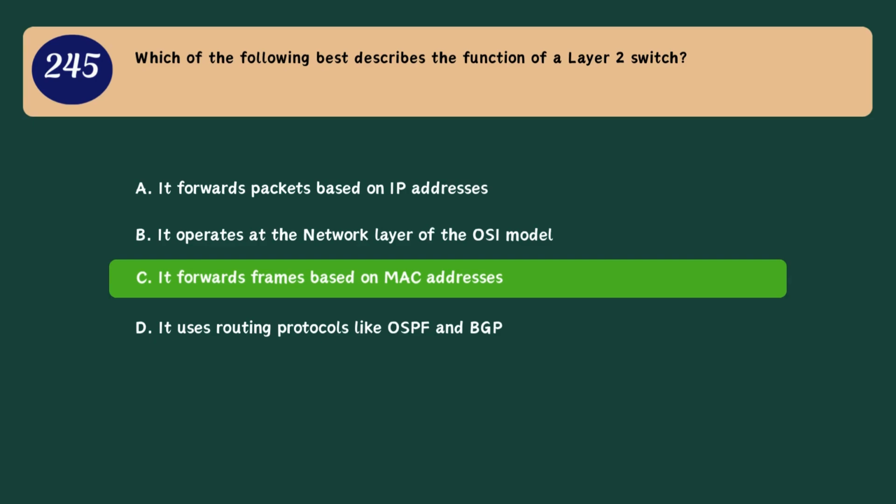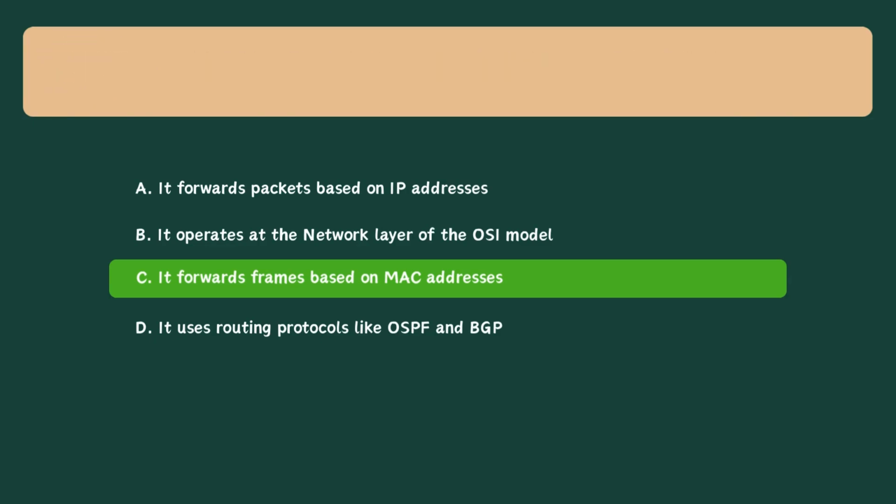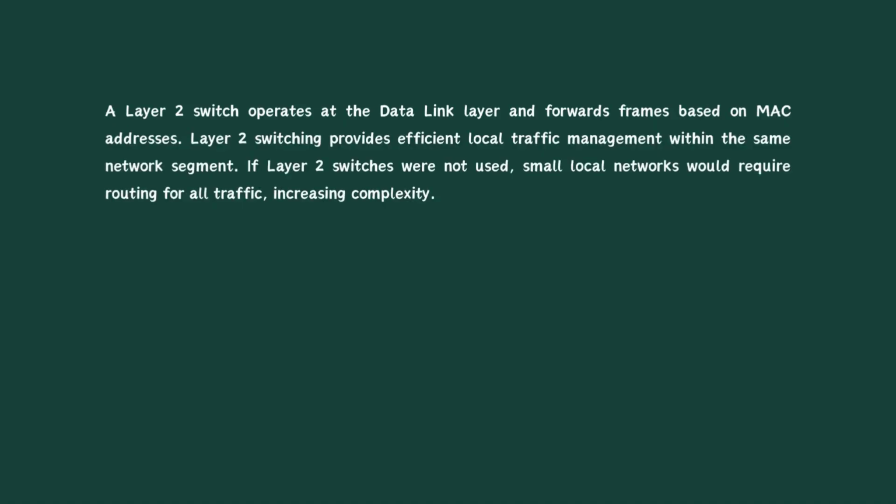Correct answer. C. It forwards frames based on MAC addresses. A Layer 2 switch operates at the data link layer and forwards frames based on MAC addresses. Layer 2 switching provides efficient local traffic management within the same network segment. If Layer 2 switches were not used, small local networks would require routing for all traffic, increasing complexity.